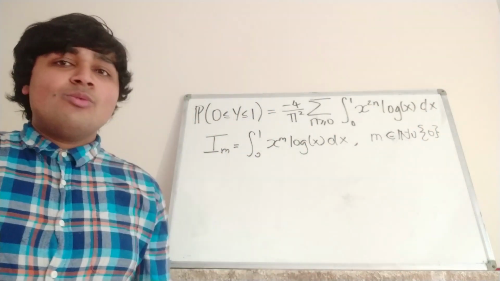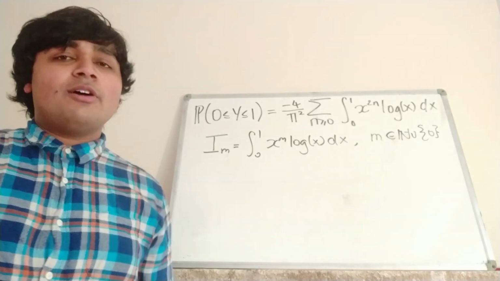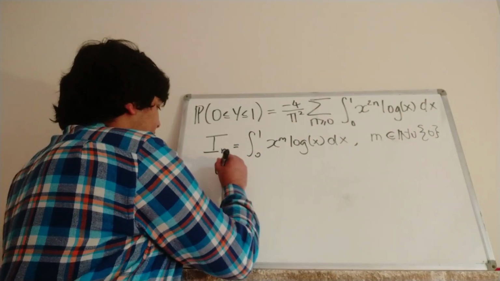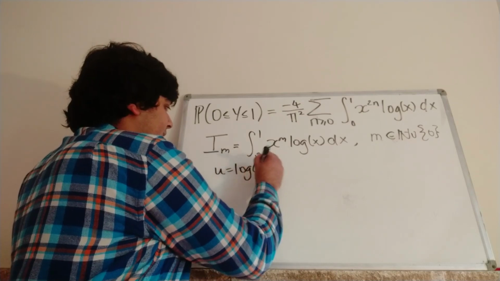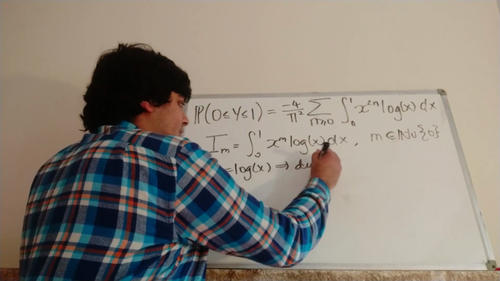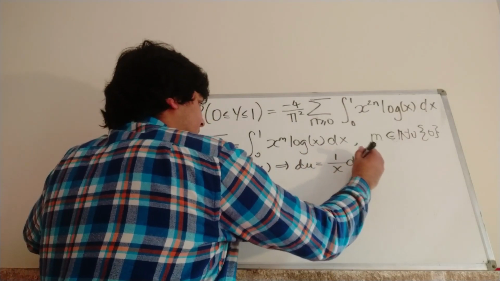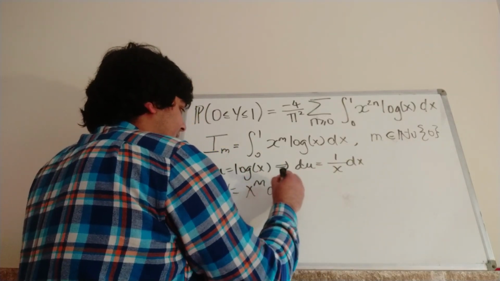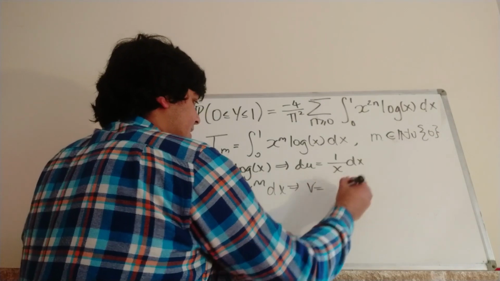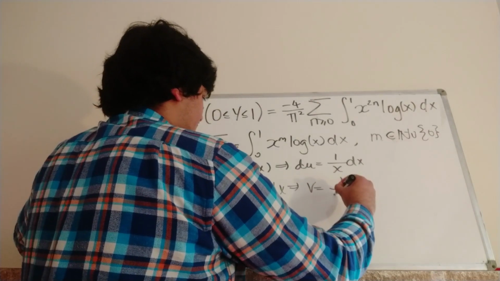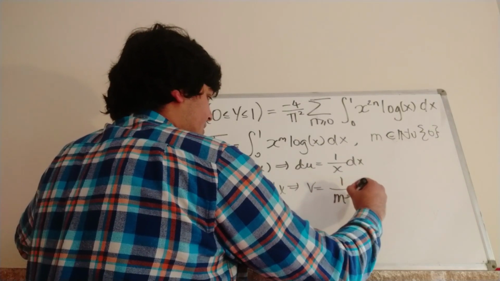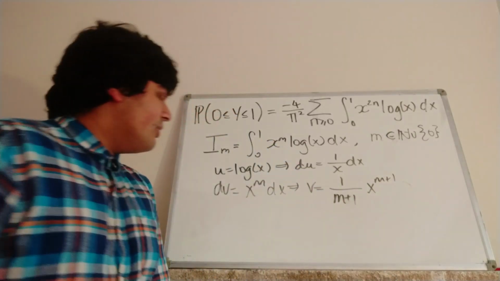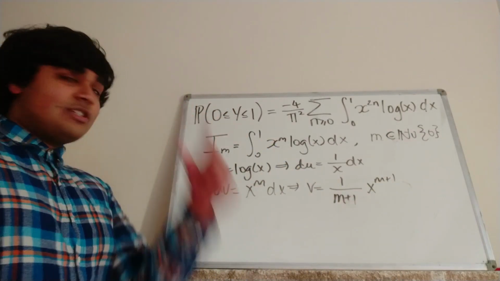Okay, and what we're going to do is use integration by parts to derive a recurrence relation. So we're going to let u be equal to log x, and that means that du is equal to 1 over x dx, and we're going to have dv being equal to x to the m dx, which implies that v is equal to 1 over m plus 1 times x to the m plus 1. Okay, so that's just integration by parts. Let's just use the formula.